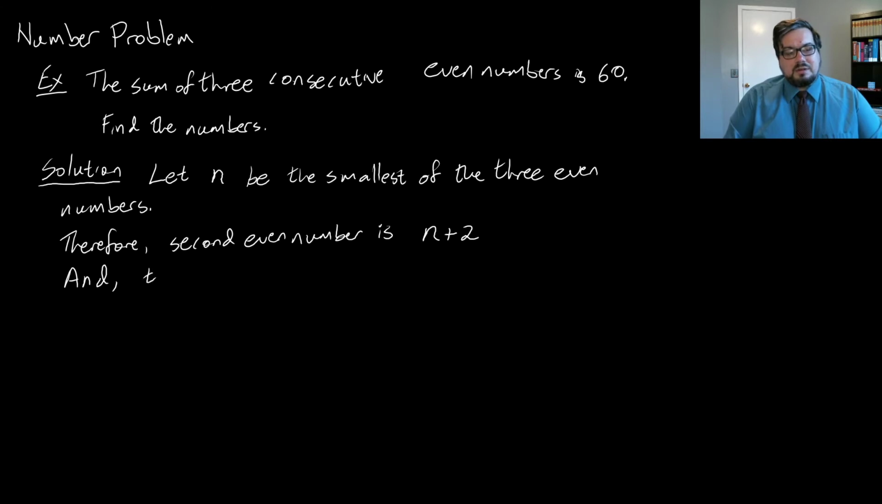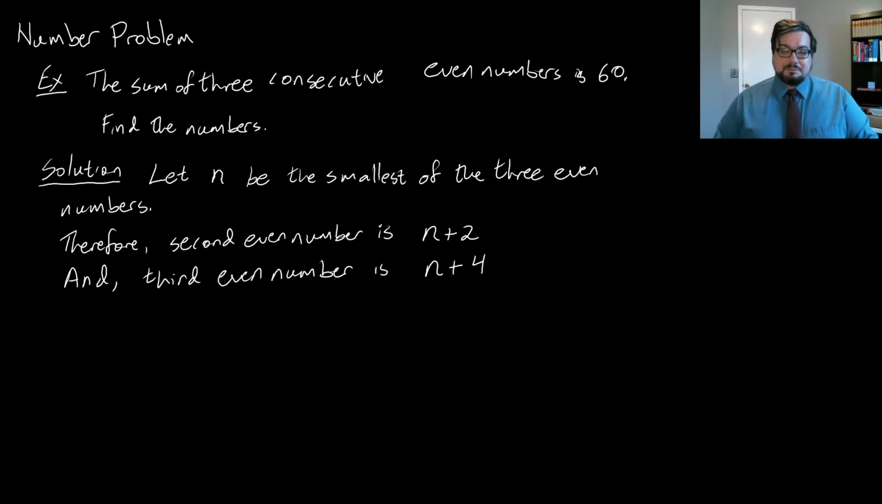And we can continue. The third even number is n plus 4. So 2 more than the second one. So we have 3 even numbers here that are consecutive. They come right after another: n, n plus 2, n plus 4. So at this point, we've expressed all the quantities in our problem in terms of our variable, representing one of the things that we want to figure out.